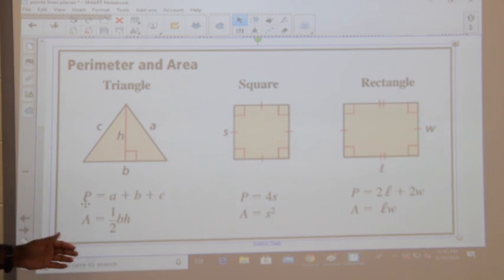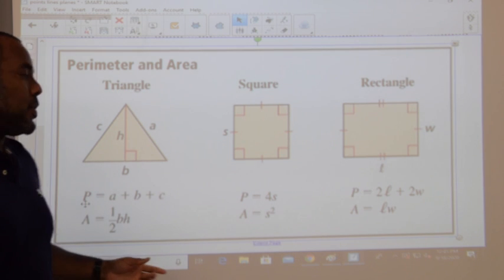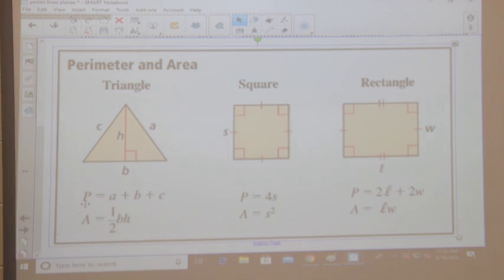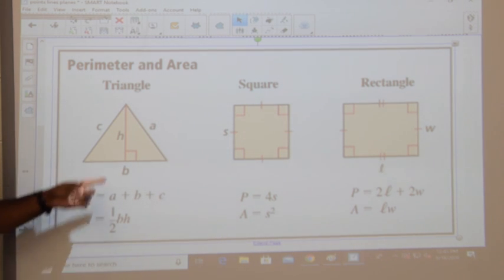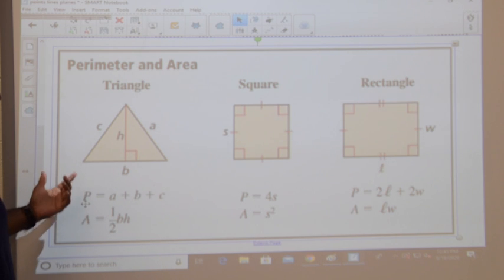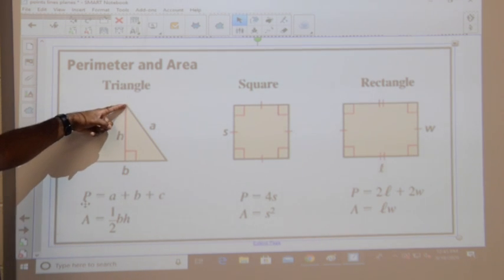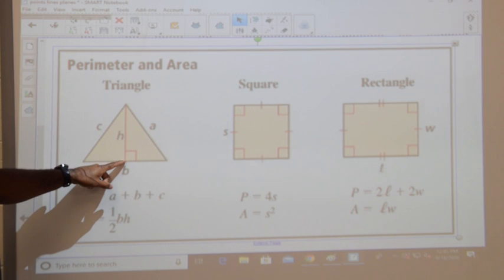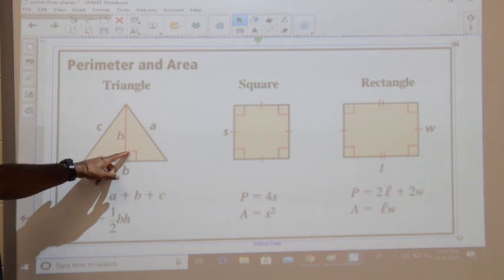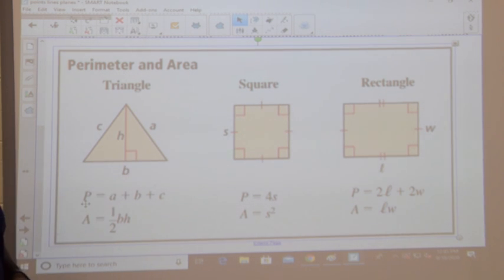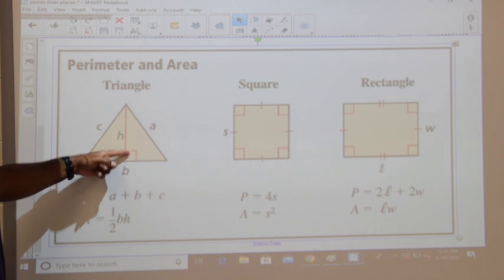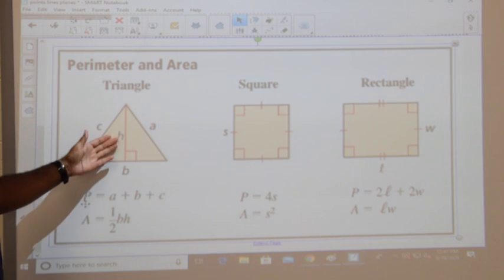To find the area of the triangle, it is 1/2 the base times the height. So 1/2 the base times the height. And the height is actually found from a vertex down to wherever it's going to form a right angle. So from here to here, this is going to give us our height. So 1/2 base times height.